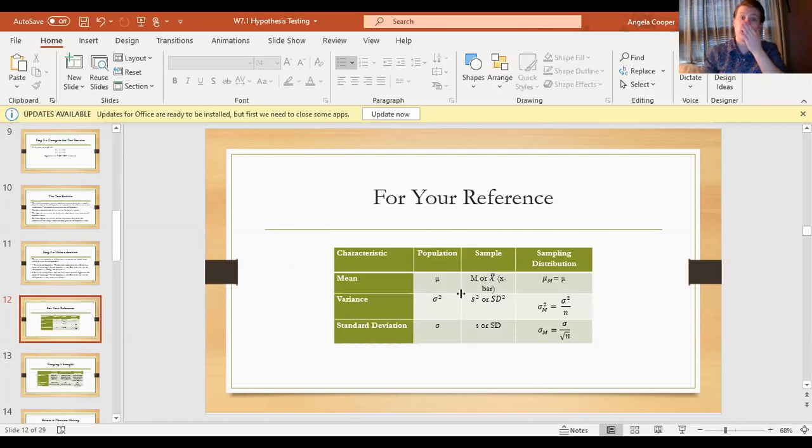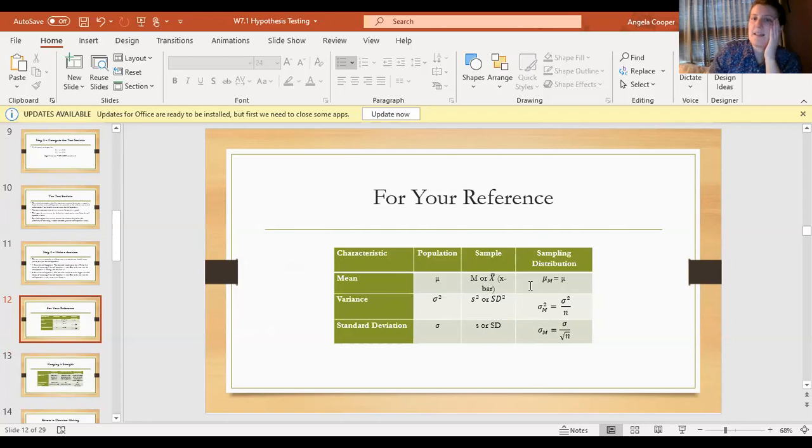Okay, so now we're moving on to the sample. When we use the mean for a sample, we can use a capital M or an X bar, an X with a line across the top of it. Variance could be S squared or SD squared if you're so inclined. And standard deviation is S or SD. I mentioned that I will sometimes write standard deviation as SD, so that's why I also include that there.